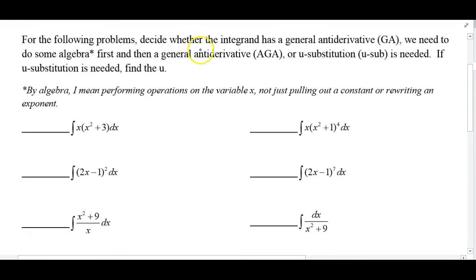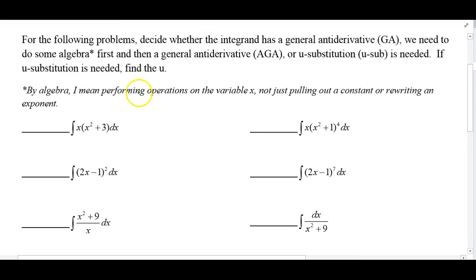For the following problems, decide whether the integrand has a general antiderivative, which I'm going to abbreviate as GA. If we need to do some algebra first and then find a general antiderivative, I abbreviate that AGA, or if U-substitution or U-sub is needed. If U-substitution is needed, we're going to find the U, so I put the asterisk.